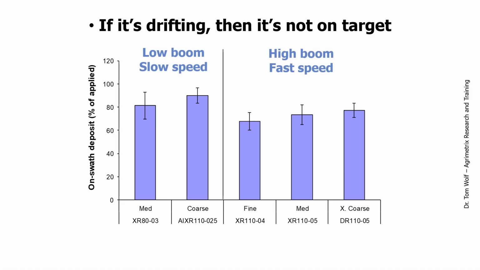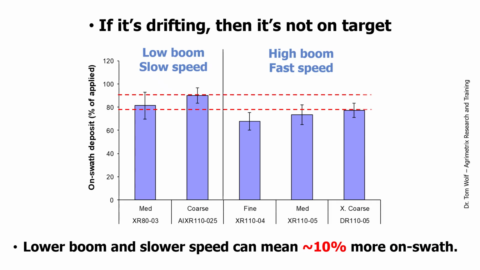So take a look at this histogram for a second. We'll break it down. On the left, those two bars show how much hits the target if the boom is low and the speed is slow. On the right, if you speed up and use a higher boom, there's how much spray lands on the target. You can see at the bottom we have a medium droplet size and a coarse on the left, and then a fine, medium, and extremely coarse, which is quite large, on the right. And it means that if you just slow down and drop your boom a bit, you can get 10% more spray where it's supposed to land. Even using that extremely coarse droplet on the far right wasn't enough to take care of the high boom and fast speed.